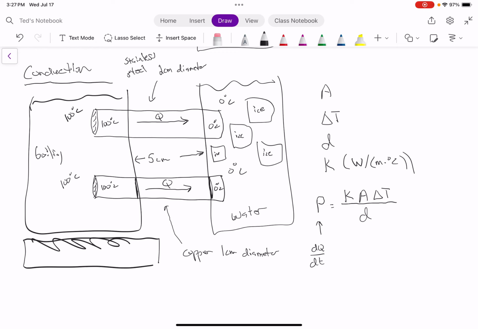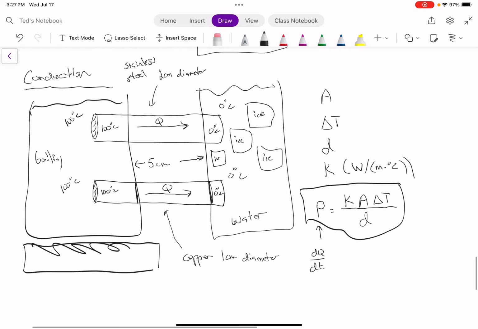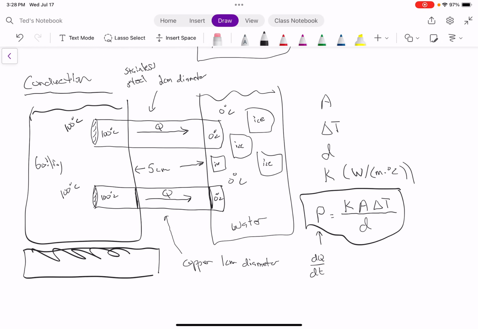And because we've got a mixture of ice and water, that's going to maintain 0 degrees, but the ice is going to be melting as the heat is transferred into the ice water. So let's first figure out what the power is for each rod. The stainless steel rod has a 2 centimeter diameter and the copper rod has a 1 centimeter diameter.